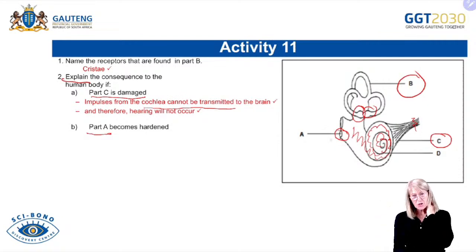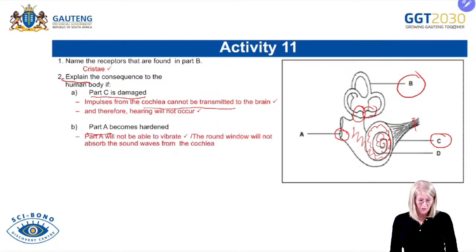So now that structure becomes hardened. In other words, it can't vibrate and allow the sound waves to dissipate or disappear. So the round window will not be able to absorb the sound waves from the cochlea, and that's then going to obviously affect my hearing.